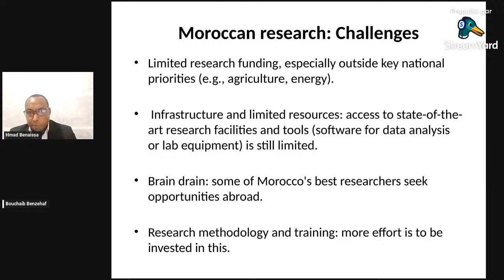There are, however, challenges. Limited research funding. So funding is increasing, but it's still not paramount, especially outside key national priorities. Infrastructure and limited resources. Access to state-of-the-art research facilities and tools is still limited. There's also the problem of brain drain. Some of Morocco's best researchers seek opportunities abroad for better funding, resources, and career advancements. And research methodology and training. There are disparities in research training across universities, with some institutions providing more structured and rigorous methodologies than others.